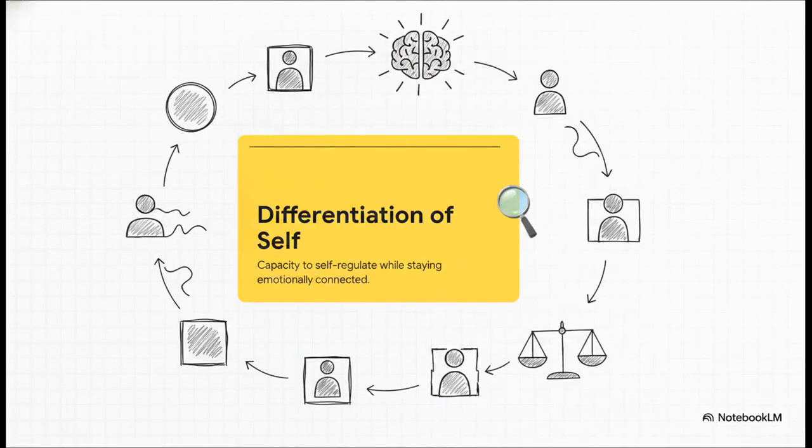To navigate all of this madness, an individual really needs differentiation of self. This is your psychological capacity to clearly define your own personal boundaries and self-regulate your emotions. You want to stay emotionally connected to the larger family system without completely losing your own individual identity. The ultimate goal here is holism, truly understanding that the whole is greater than the sum of its parts.